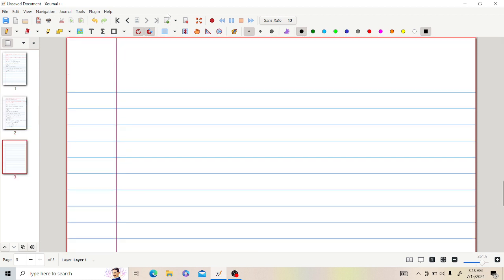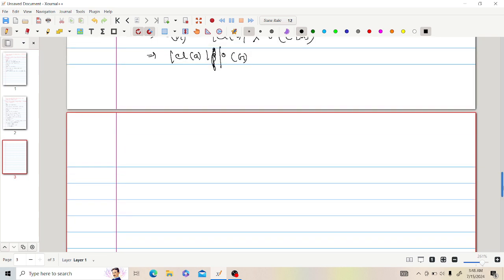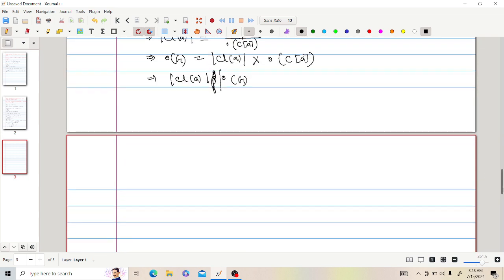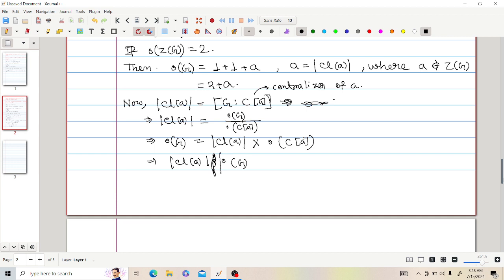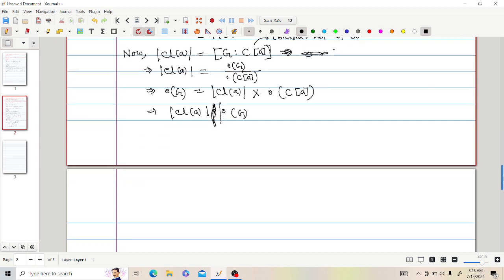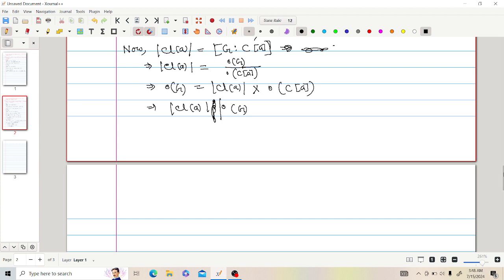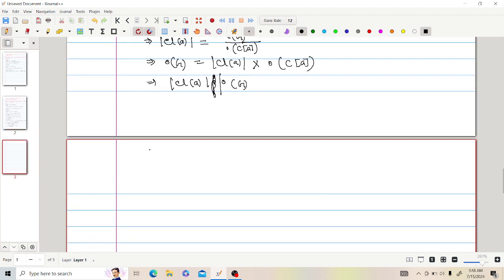Now what we get is that the size of the class of a divides the order of G. And what is the size of the class of a? It is equal to a, and the order of G is equal to 2 plus a. This implies a divides 2 plus a. Now a divides a. This implies a also divides 2. This implies a is equal to 1 or 2.